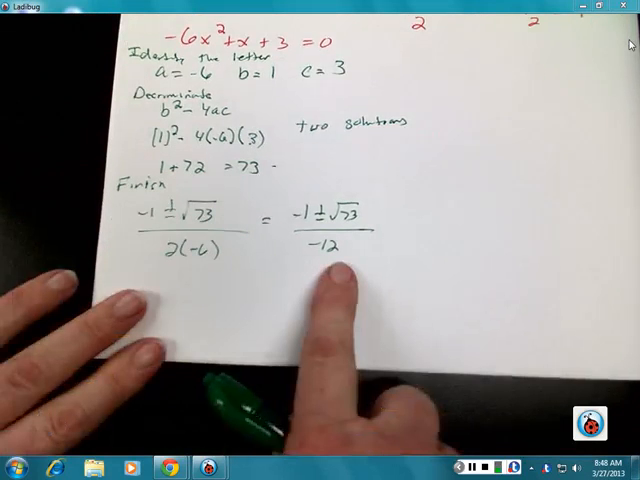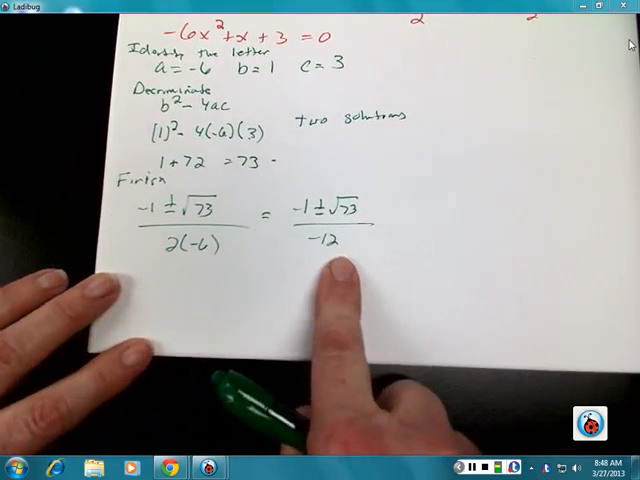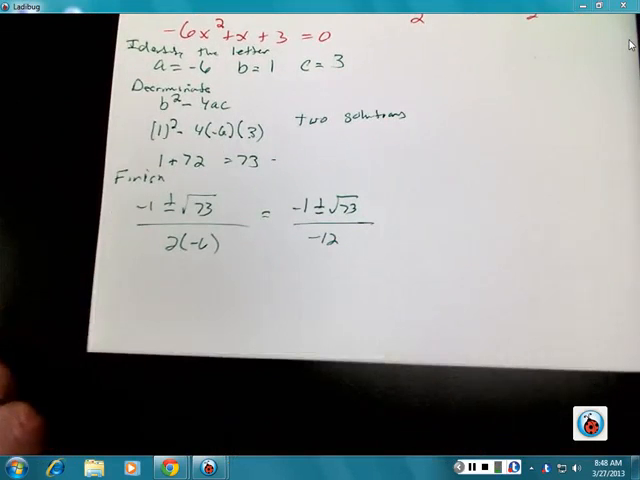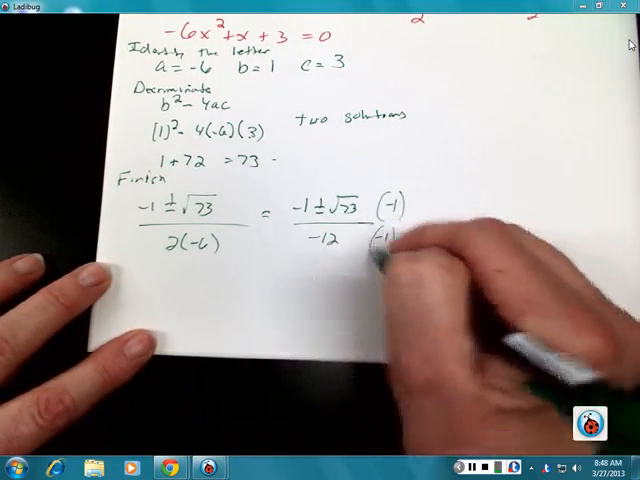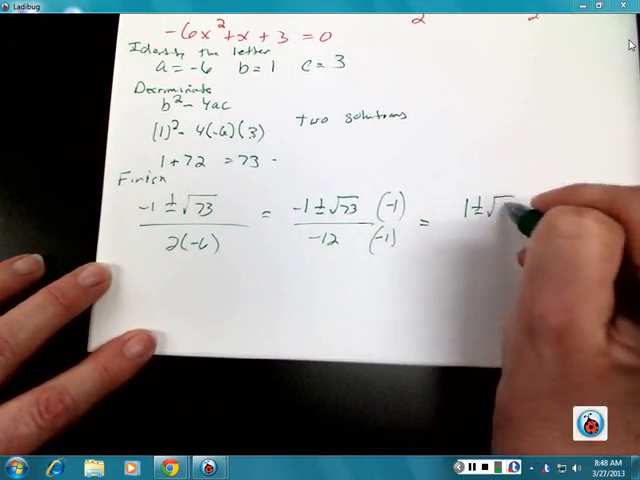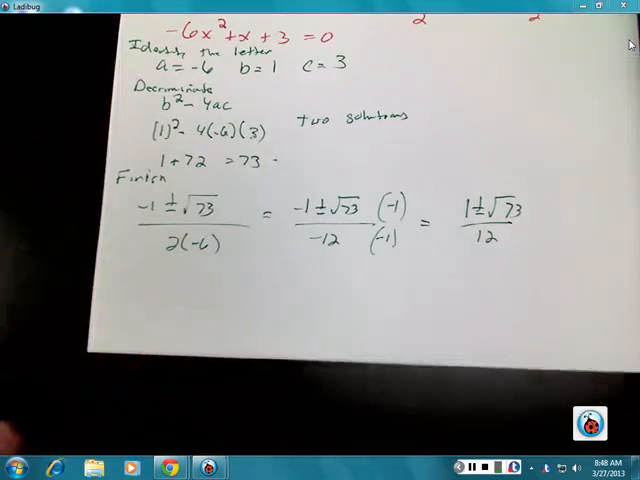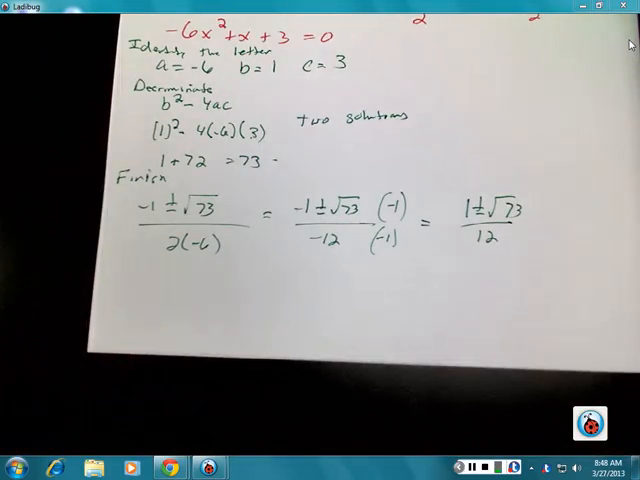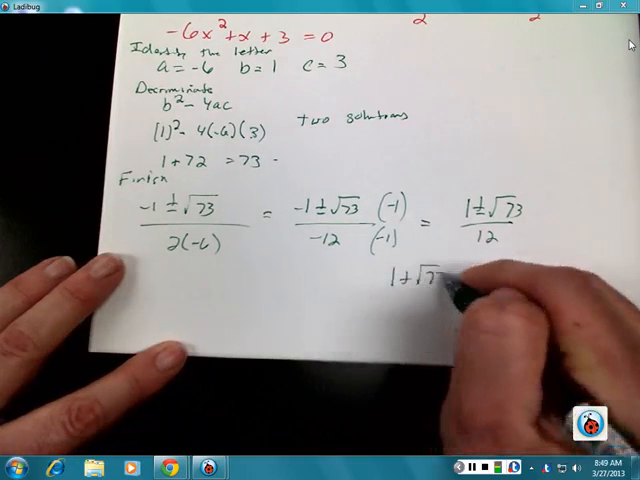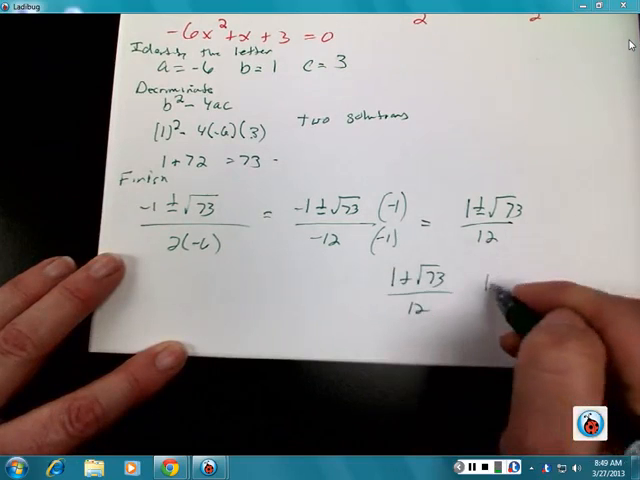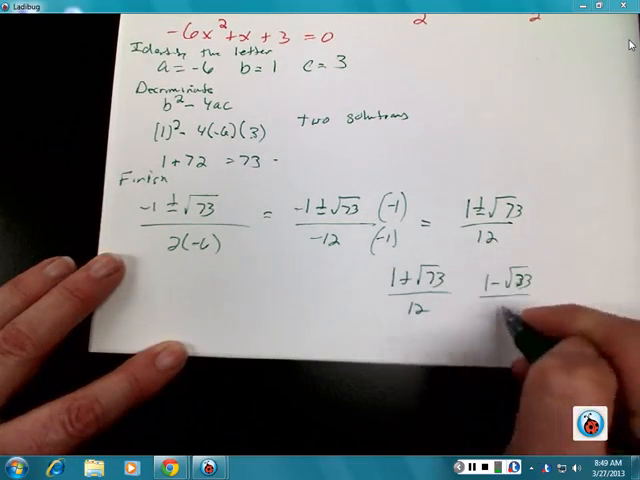Now, is Hawks going to be happy? What do we all know about Hawks? Is Hawks happy when we get a negative in the bottom? No. So what we'd have to do is multiply top and bottom by a negative 1. So really my answer is 1 plus or minus the square root of 73 all over 12. Okay? So they want some sign changes happening in there to get that. Last section you had to write 2, it would be like 1 plus square root of 73 and 1 minus square root of 73. Yes, they still do that in here. So it's 1 plus the square root of 73 all over 12 and 1 minus the square root of 73 all over 12.